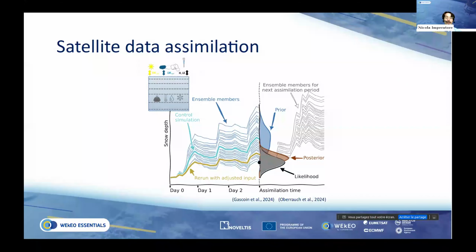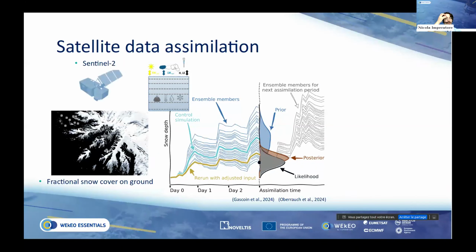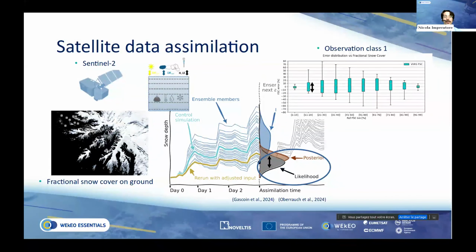And then at some point when we have an observation, so at the simulation time, we will introduce our observation with its likelihood. So for example, we chose for my PhD, we're gonna simulate Sentinel-2 fractional snow cover, and then we are interested in the uncertainty linked to this observation. So in the width of this Gaussian curve here, we characterize these observations.